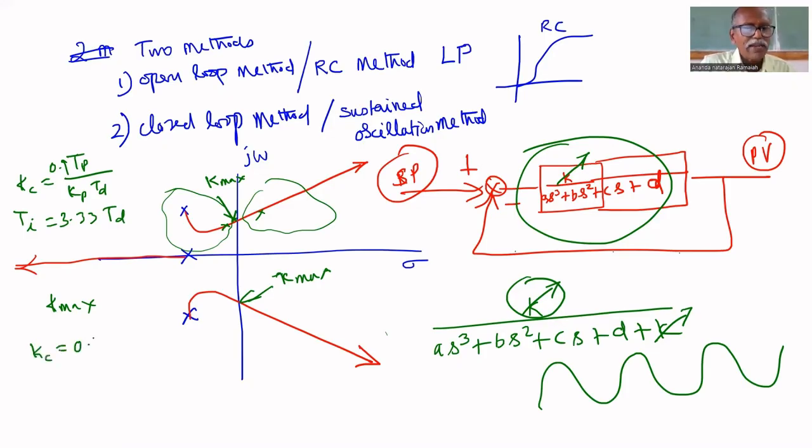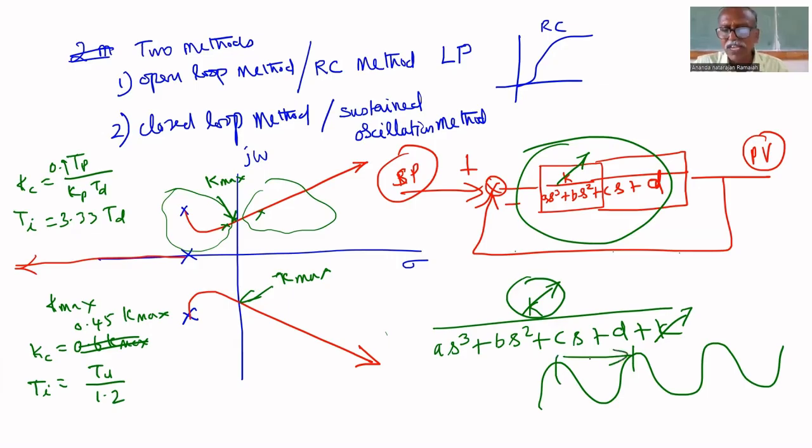Kc equal to 0.6 times K max. 0.45 times, sorry. 0.6 is for the PID controller. This is 0.45 times K max. Only 45% is used as gain. So Ti equal to Tu divided by 1.2. Tu means it is oscillating, you know. Find the period of oscillation. For one oscillation, how much time does it take? That is called Tu. If you know Tu, divide by 1.2, that is Ti. This is found by Ziegler-Nichols.